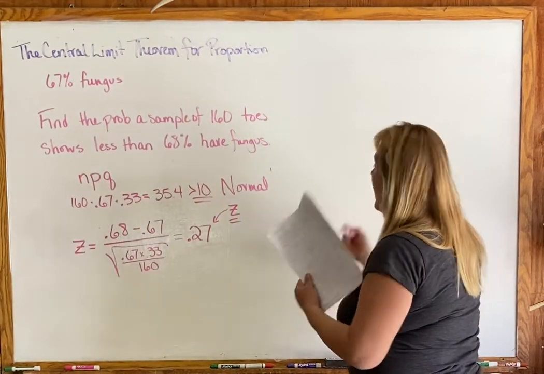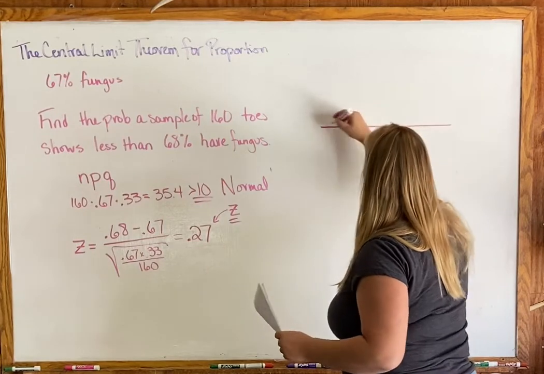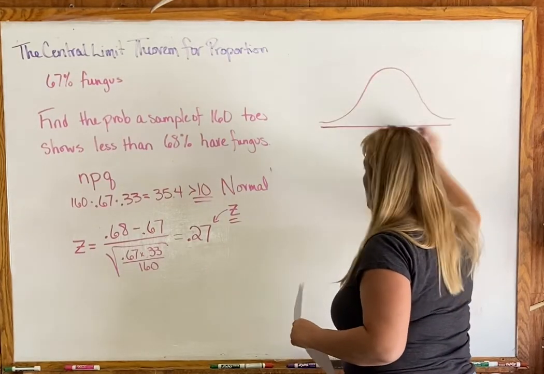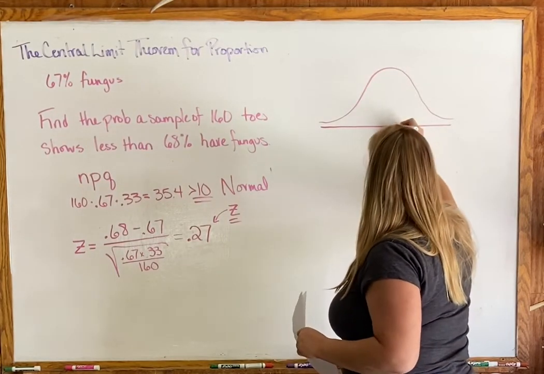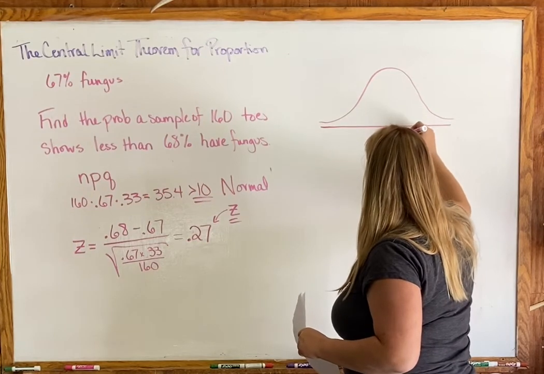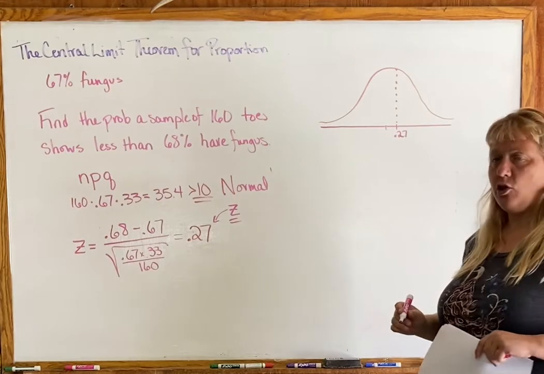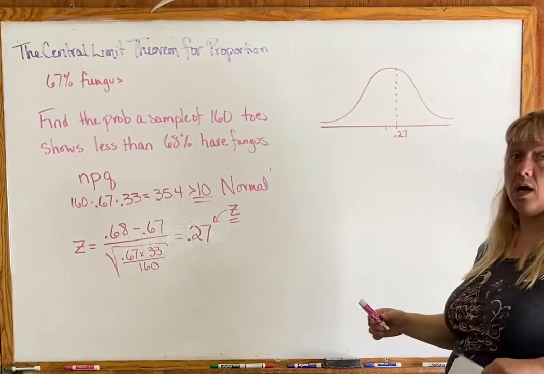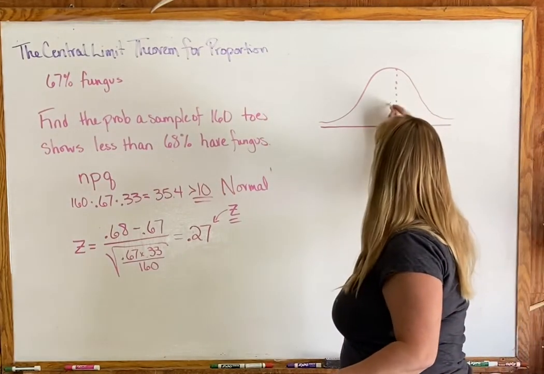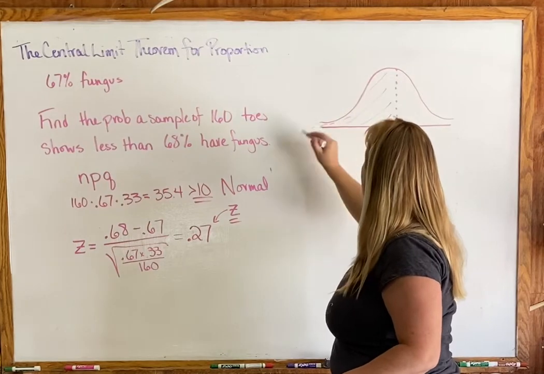So if we look at our graph again, I'll draw another example here. We know it's normal because we did this. A 0.27 would be over to this side. And which way are we shading? The problem asked us for a less than. So we're going to this side here like this.